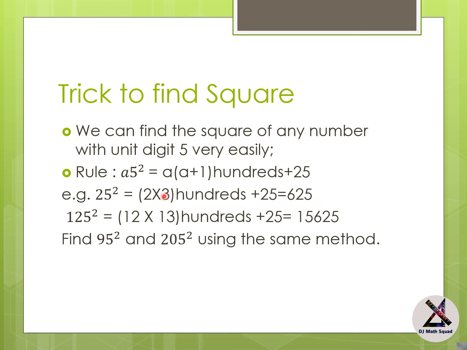Okay. Similarly, if you have to find the square of 125, what you have to do is take 12 together, and what number comes after 12? 13. So 12 into 13, hundreds plus 25. This 25 is constant, right? So 12 into 13 will be 156, and because we are adding hundreds here, it means 156 hundreds plus 25, and this is your result. Okay, so you can find the squares of 95 and 205 using this method only.